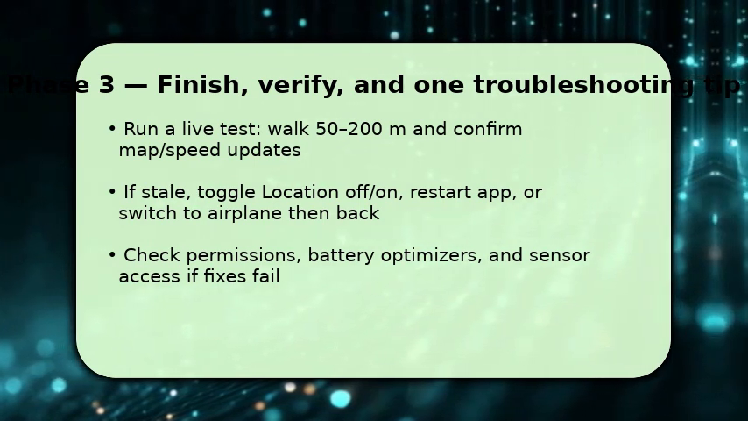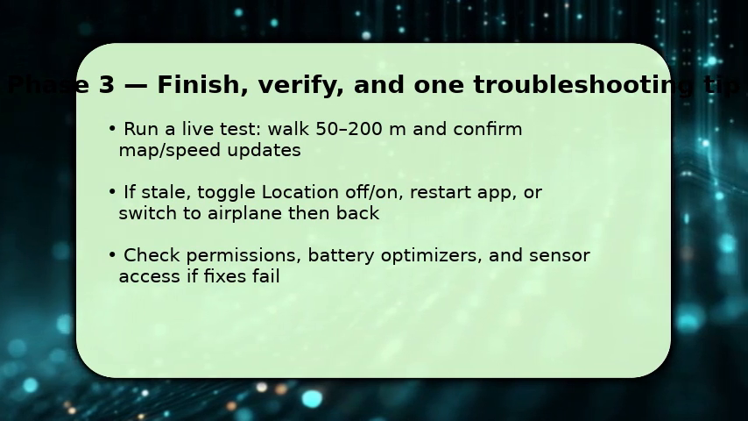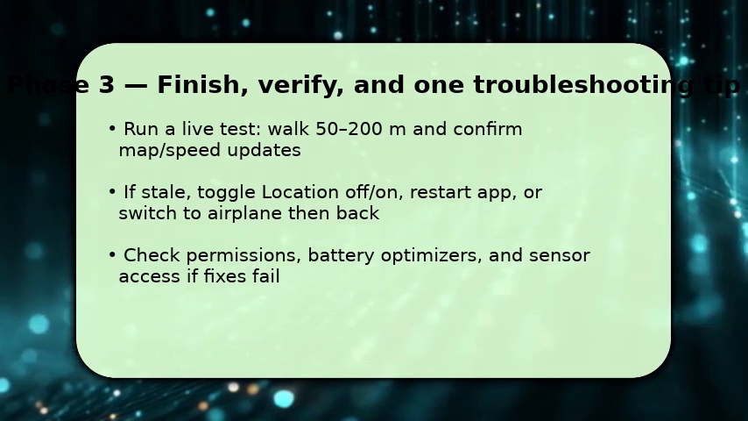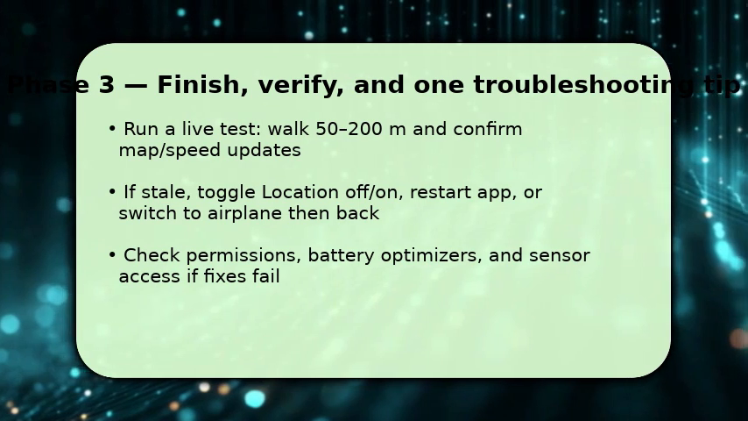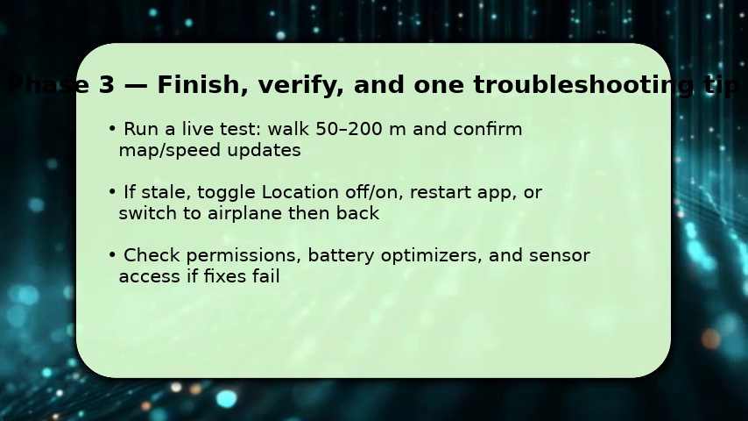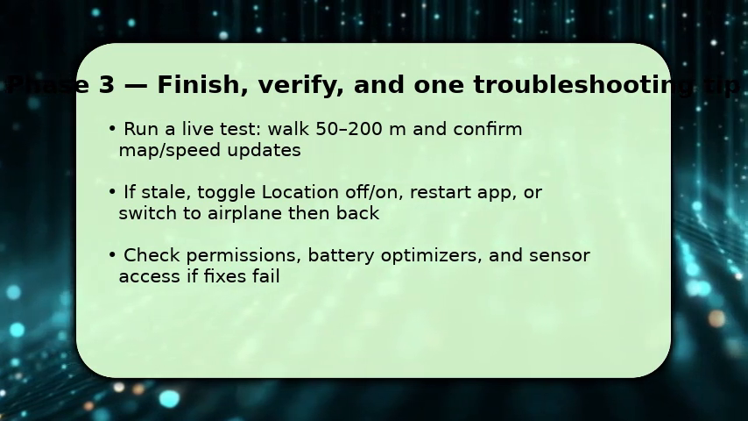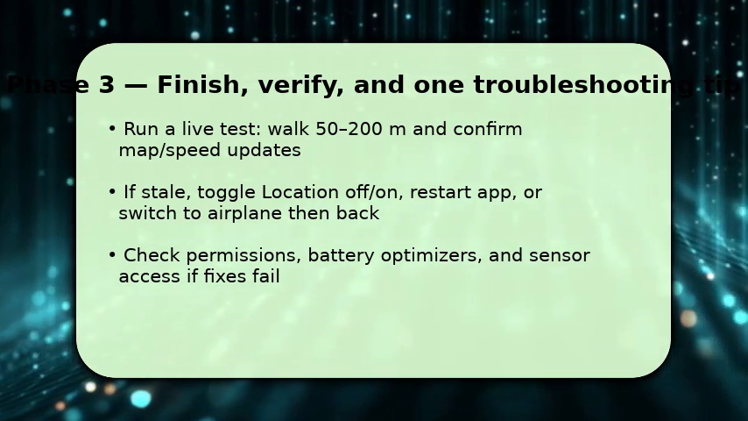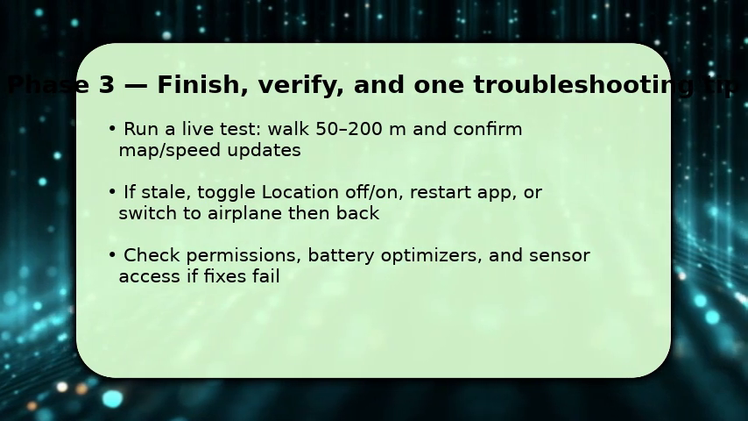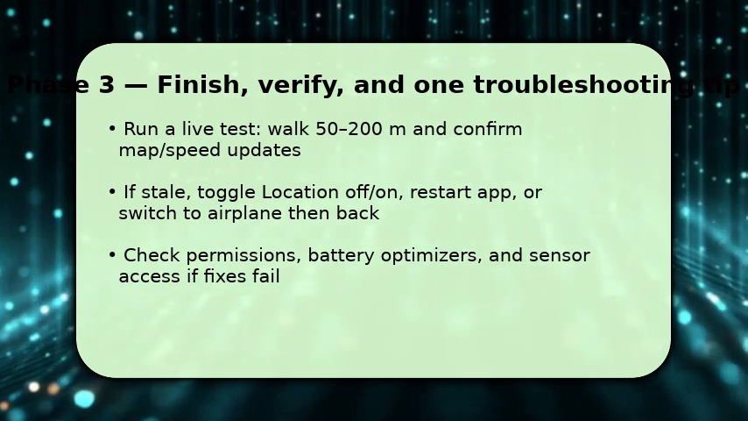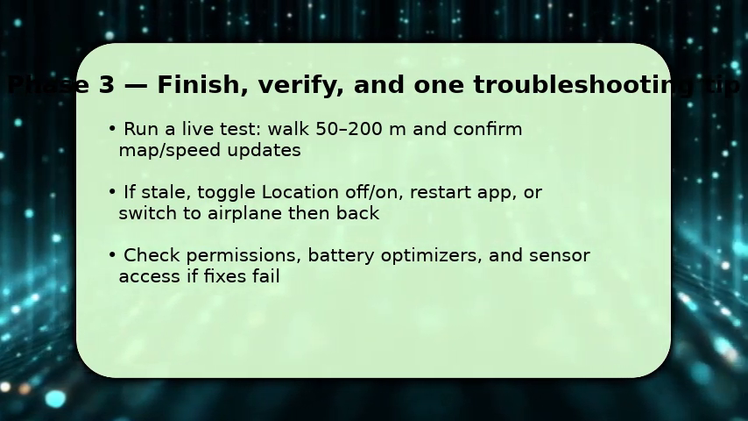If location is stale or drifting, try toggling location off and on, restart the app, or briefly use airplane mode, then re-enable radios. Make sure battery optimization isn't blocking background updates, and confirm permissions and sensor access are intact. If problems persist, reboot the phone. That resolves most lingering GPS or service conflicts.